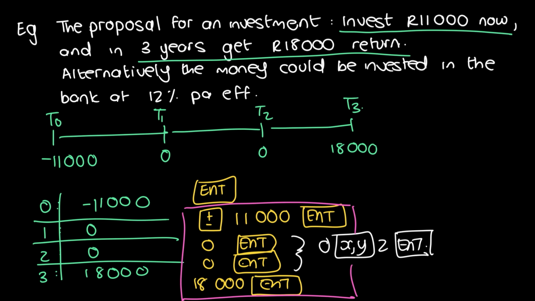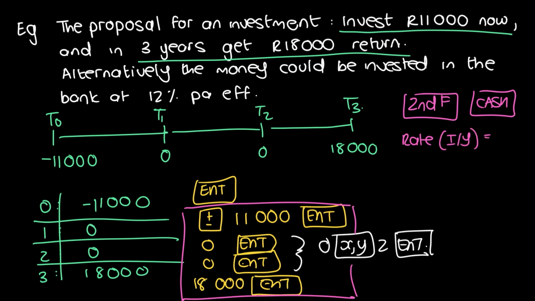And then we are going to use the cash menu. The cash menu is the orange text on top of the CF button, so we would have to use second function cash. And what's really cool is that the rate IY comes up and it says it's equal to 0 at that moment. We would just say, okay, compute. So we ask it to compute the rate IY. And the answer that it gives us for that rate IY is the IRR.